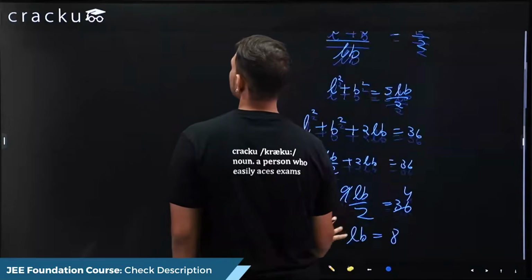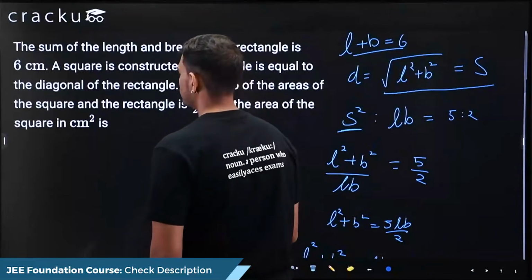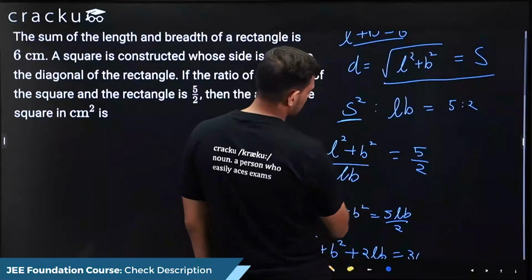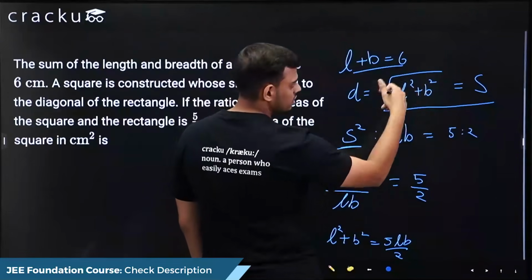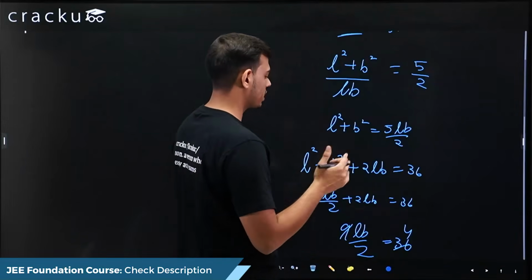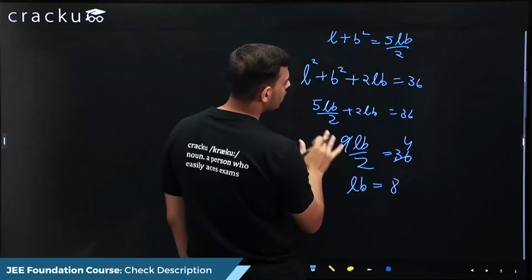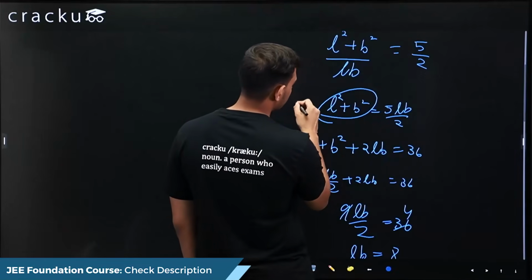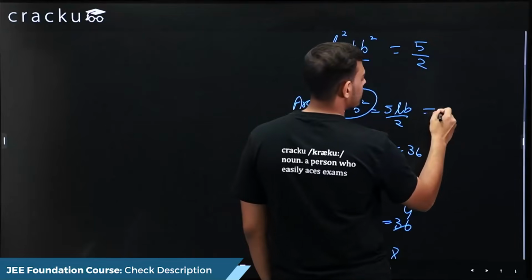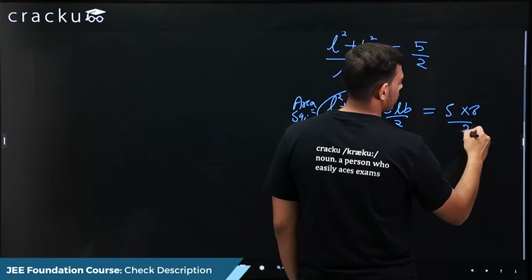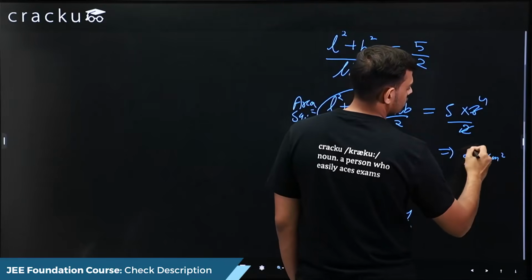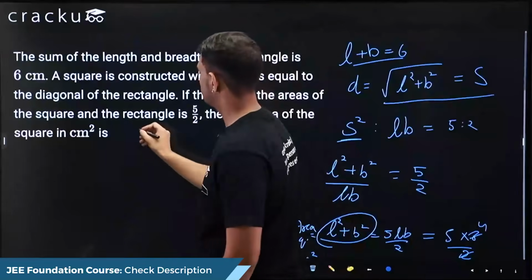What do I need to calculate? Area of the square. The area of the square is nothing but this L square plus B square, that is square of the diagonal, square of the side, which is equal to the diagonal of the rectangle. So if I know LB, I can calculate this. This is the area of the square. So LB is 8. Area will be 20 centimeter square. Answer will be 20.